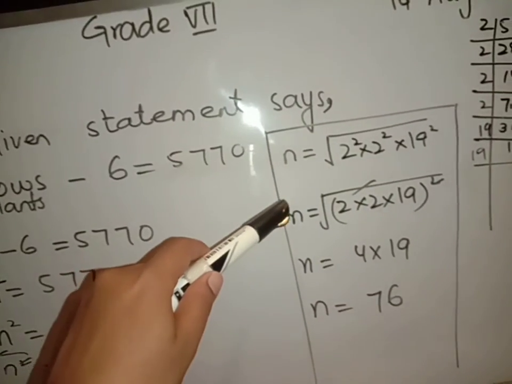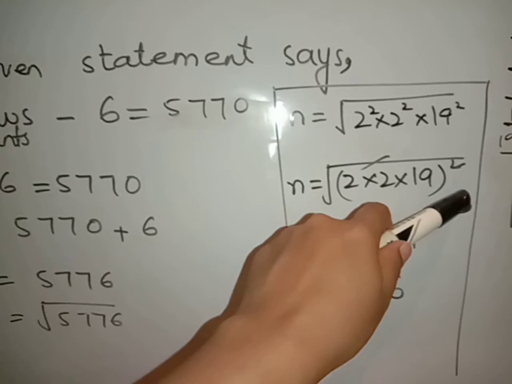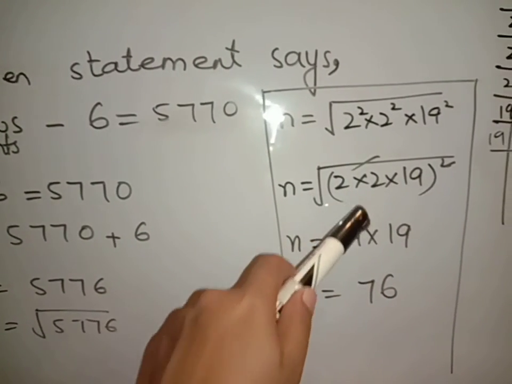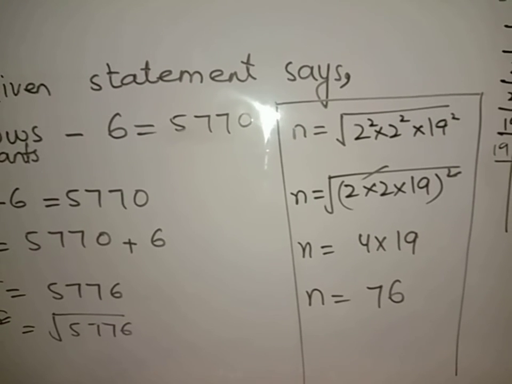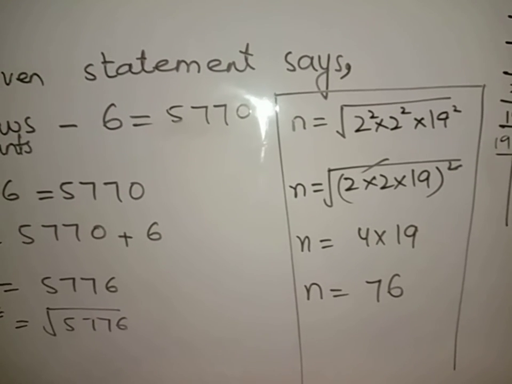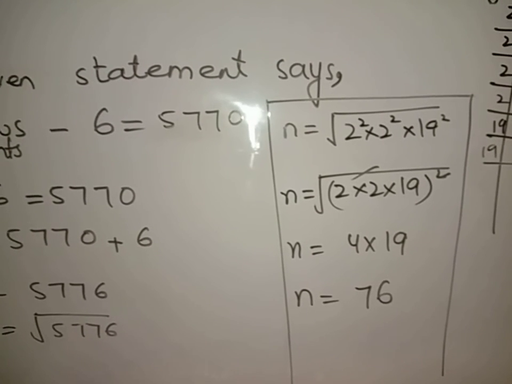By putting all the factors there, we got the whole square root: 2 2s are 4 multiplied by 19 is equal to 76. So the gardener wants to make 76 rows. Understand?